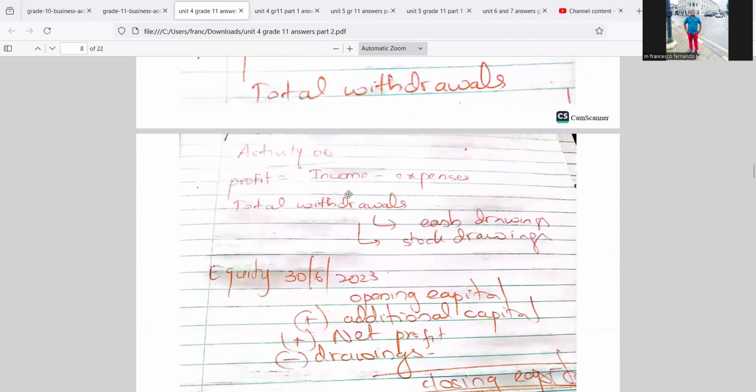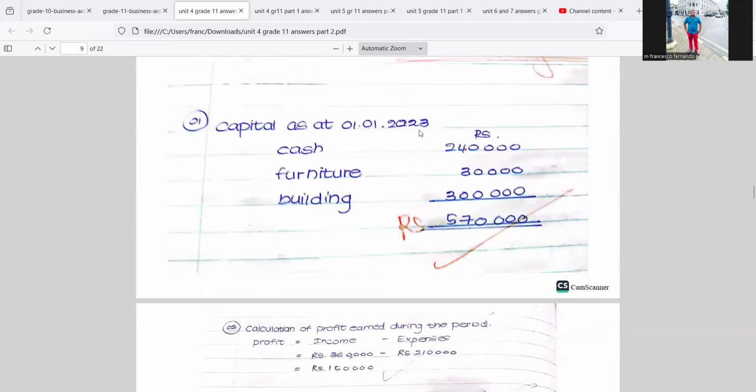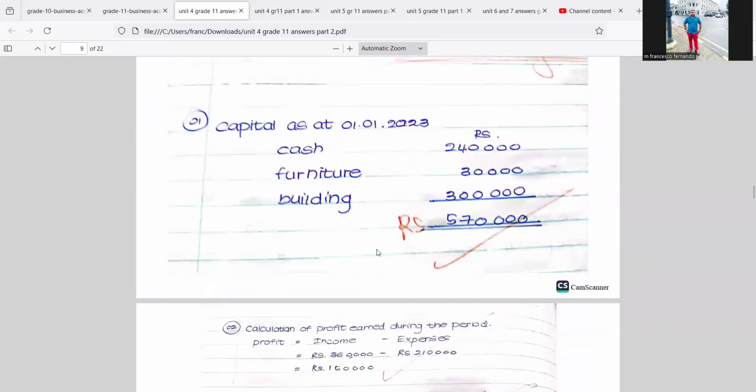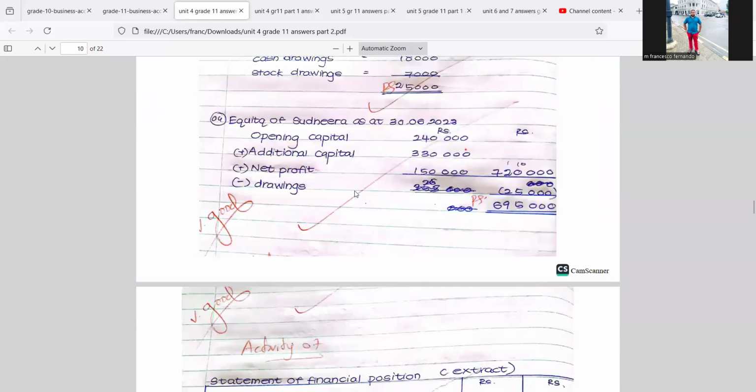Then when it comes to activity 6, there are some important equations. You can go through these. Also remember there are two types of drawings, cash drawings and stock drawings. They ask to find the opening capital, then calculate the profit. How to find the profit? This is grade 10 knowledge, income minus expenses. And total withdrawals, as I have mentioned here, is a combination of cash and stock drawings. Then you can calculate the closing equity. Take the opening capital, add the additional capital, add the net profit and deduct the drawings.